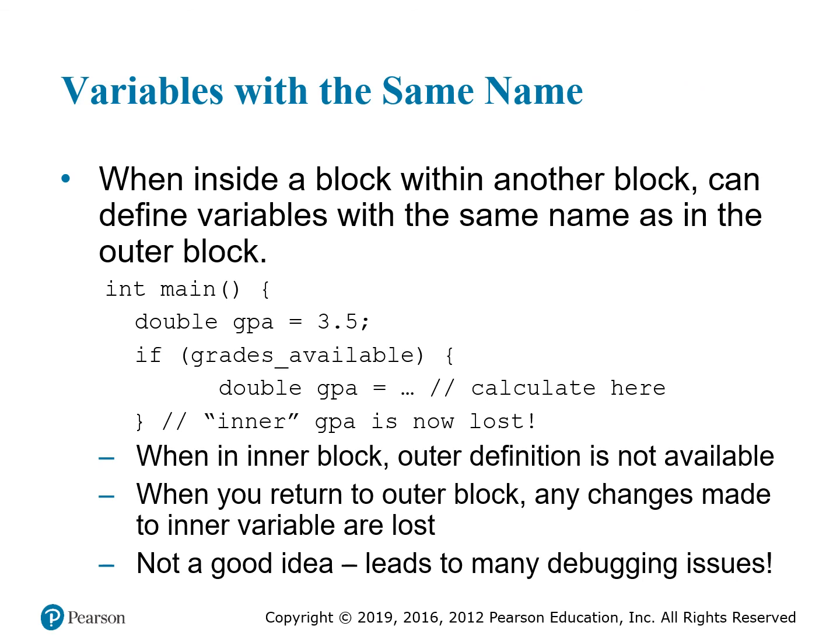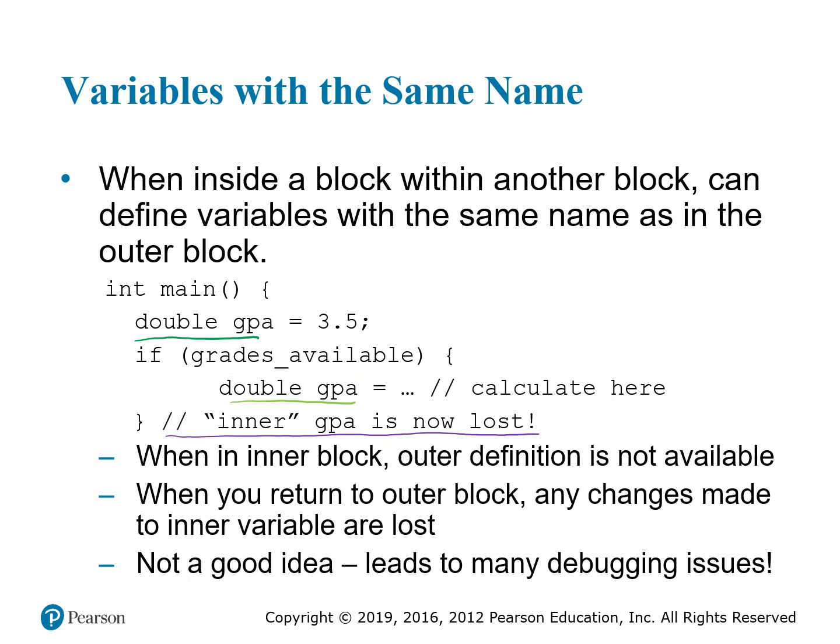The other danger is that C++ lets you define a new variable inside a block that has the same name as a variable outside the block. Okay, we've defined double GPA here, and then we define double GPA again inside this if block. Okay, as soon as we exit this pair of curly brackets, that inner GPA is now lost. So the whole calculation that we did inside the if bracket is lost because we had redefined GPA inside the bracket. And that's probably an error.